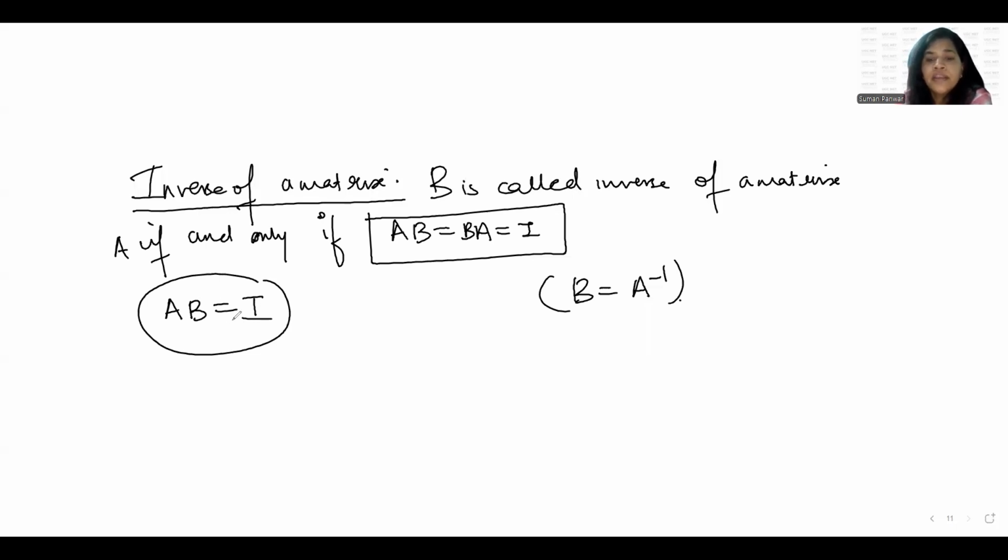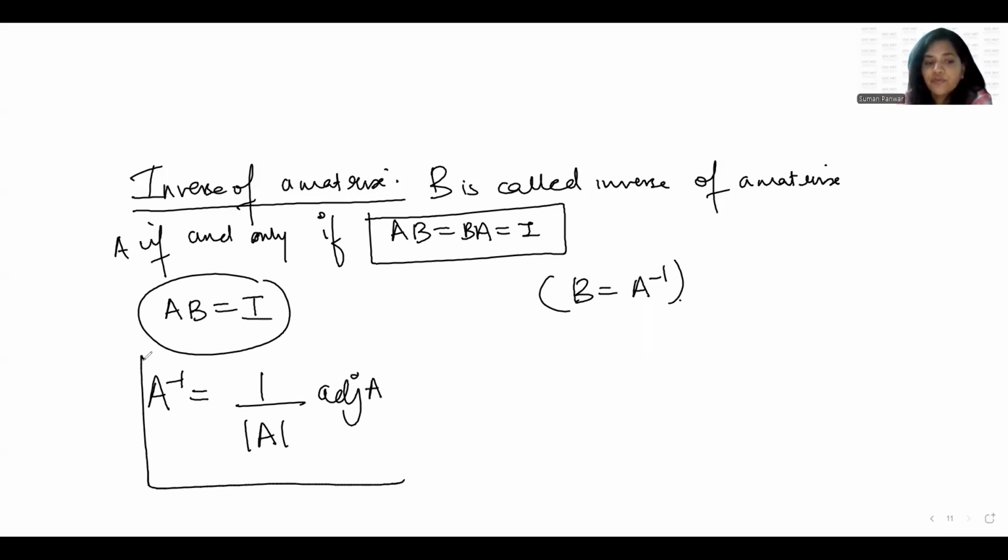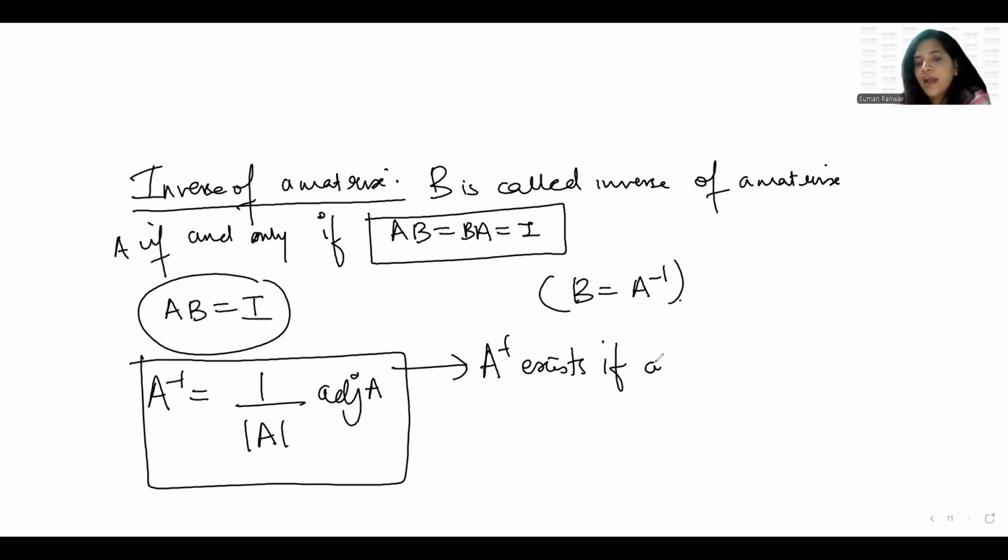So now, when is A inverse possible? So what is the definition of A inverse? The definition of A inverse is 1 upon determinant of A times adjoint of A. That is why calculation of adjoint of A was very important. This is how you calculate determinant of a matrix. So you can see that A inverse exists if and only if determinant of A is not equal to 0, because division by 0 is not allowed.